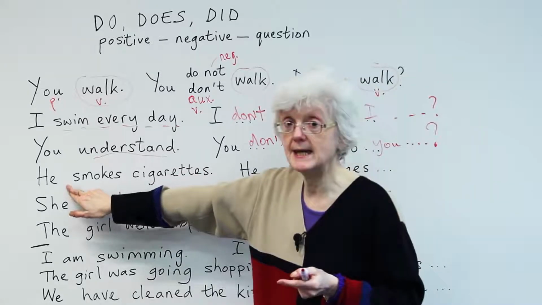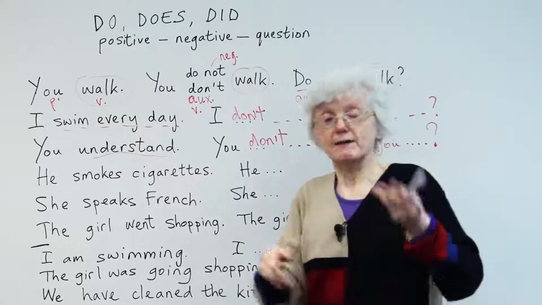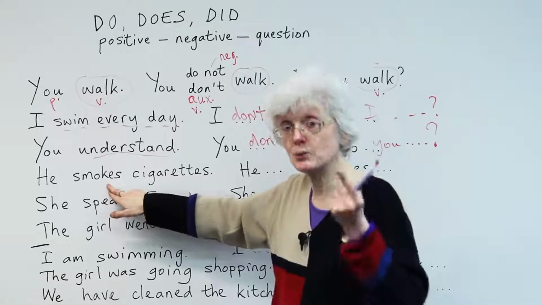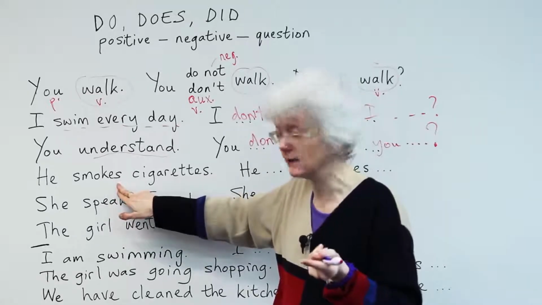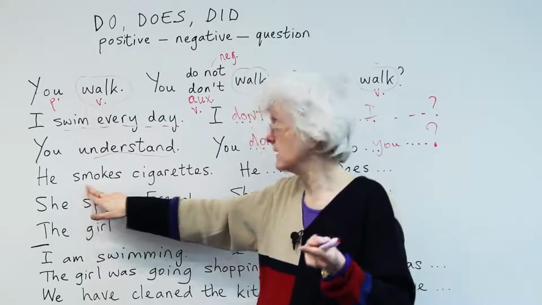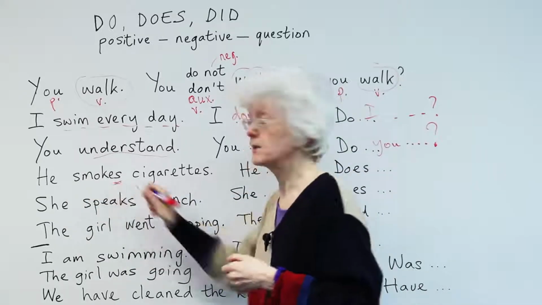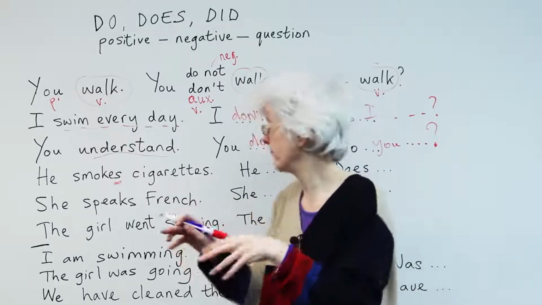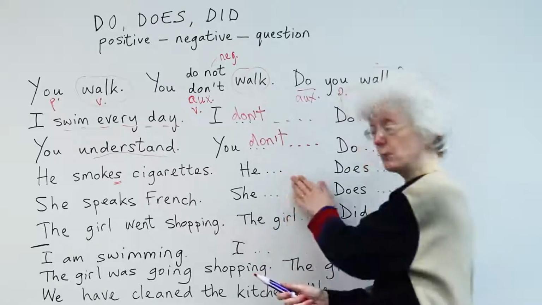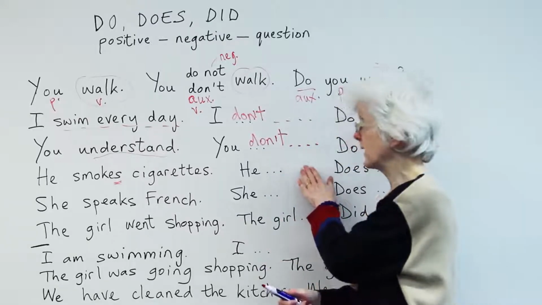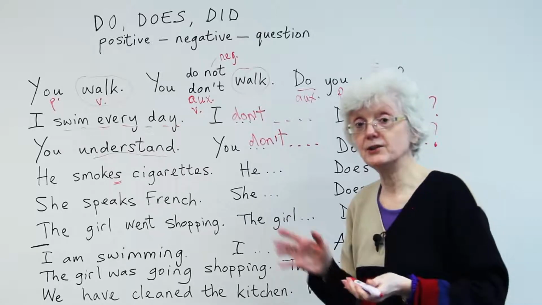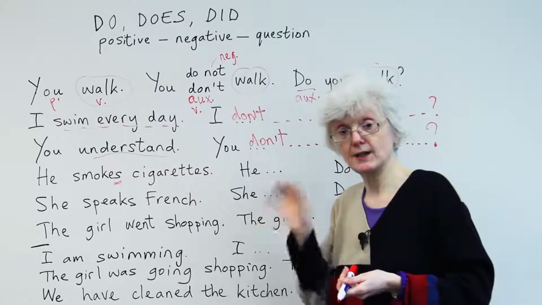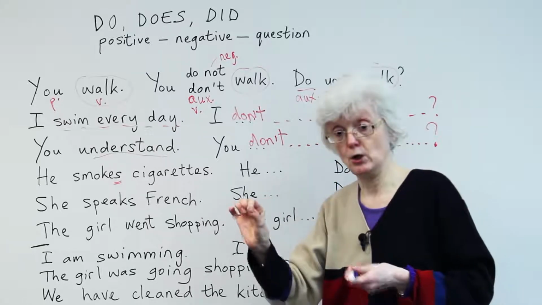Because we're talking about he, we have to change the verb. If it was, for example, I smoke, you smoke, we don't have the S on the end. But because we've got he smokes, this is where we put the S on the end of the verb. He, she, it smokes. So that affects what happens here. And instead of don't, we have to use doesn't or does not.